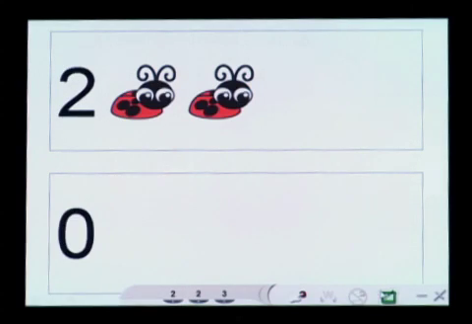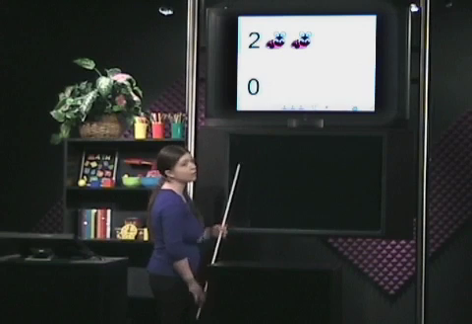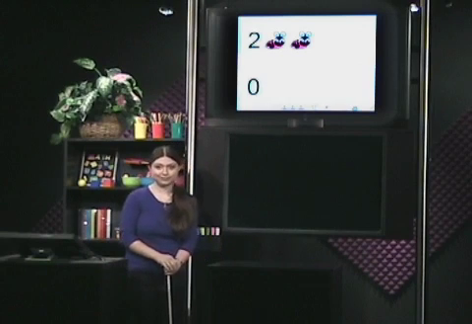All right, now this time the instructions are, click on the group that has more. So we have a group of 2 ladybugs and a group of 0. So which group has more? Well, remember 0 is the number that we use when we have none. So there is none in this group. But this group has 2. See that? 1, 2. So which group has more? It's the group with 2. So we will click on that group because it's the group that has more.